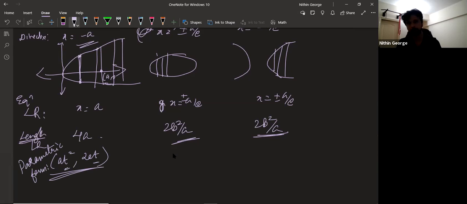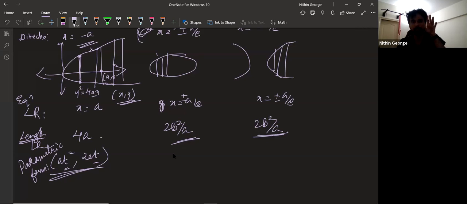So t is a variable here. For any y square equal to 4ax, you can represent any point x comma y on it using the parameter at square comma 2at. What do I mean by that? a is taken from the equation. Now t and t square. Each time I change the value of t, I get a different point on the parabola or the conic. So t is the parameter here.